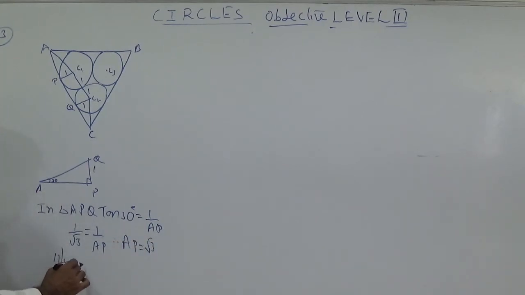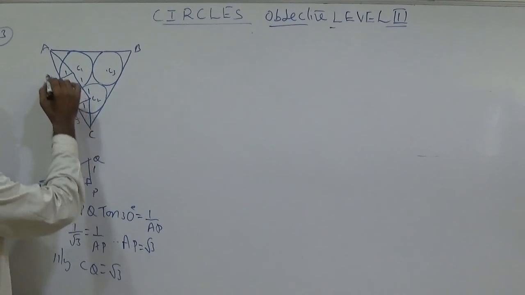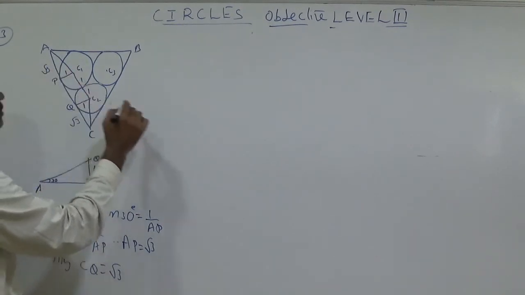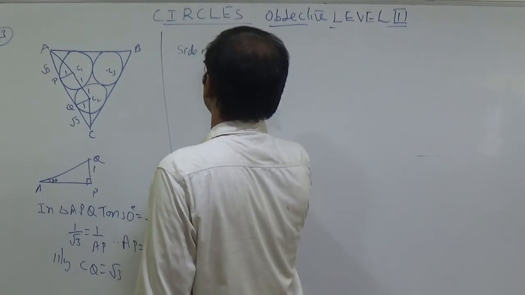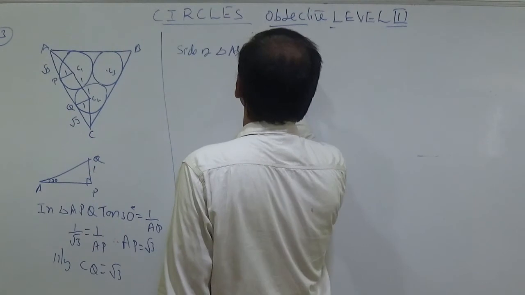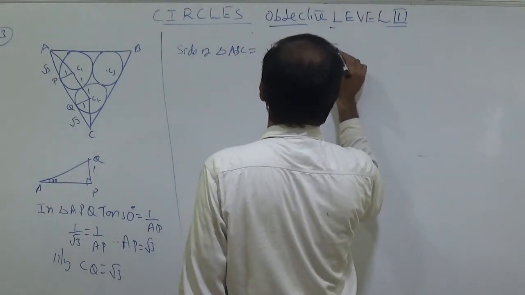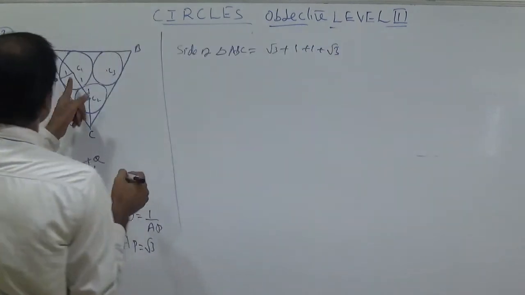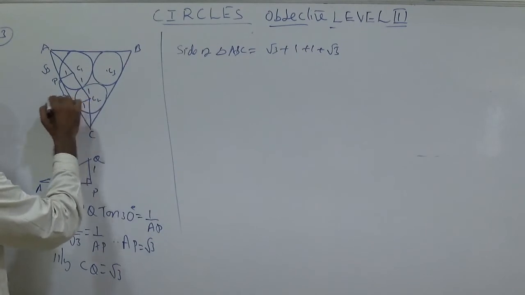Similarly, we get CQ is equal to also root 3. Put here CQ is equal to root 3 and AP is equal to root 3. Now you can write side of a triangle. Side of a triangle ABC is equal to root 3 plus 1 plus 1 plus root 3. Understood? Because this is 1, this is 1. 1 plus 1. So PQ meaning itself is a 2.